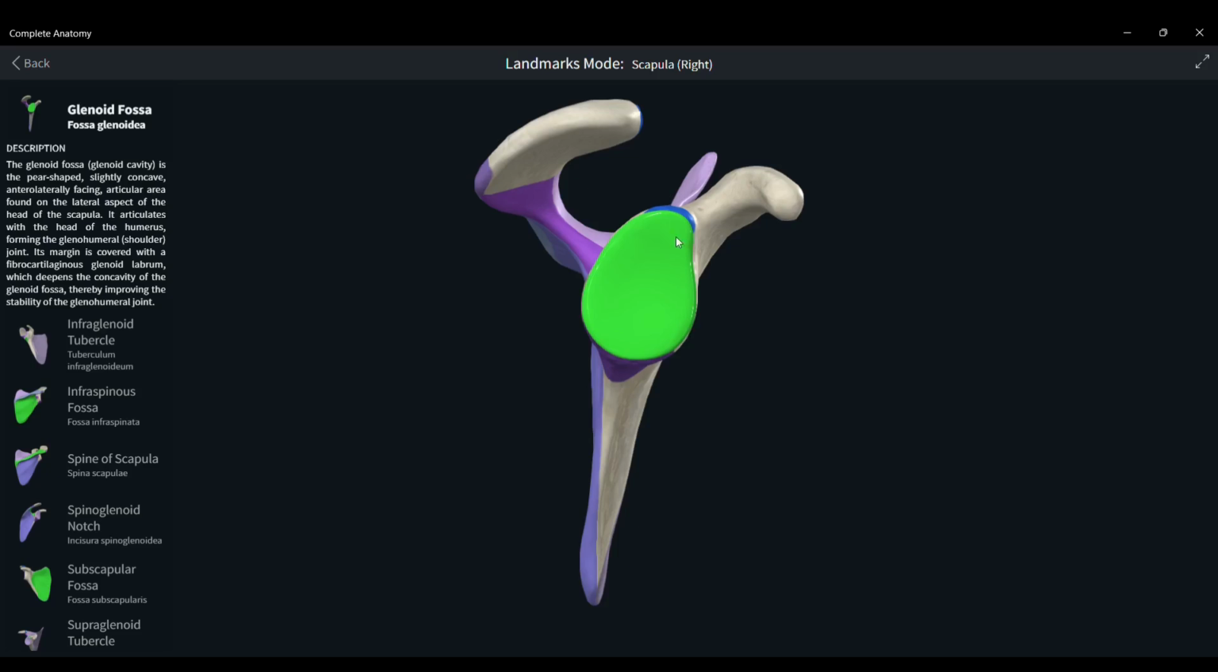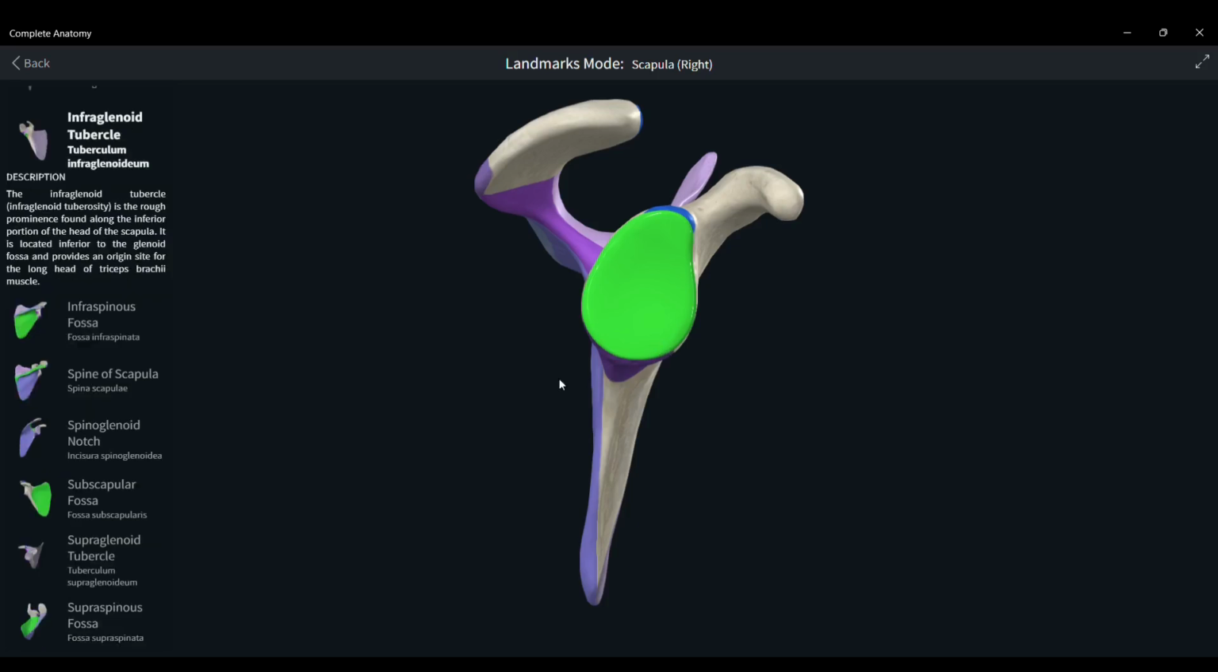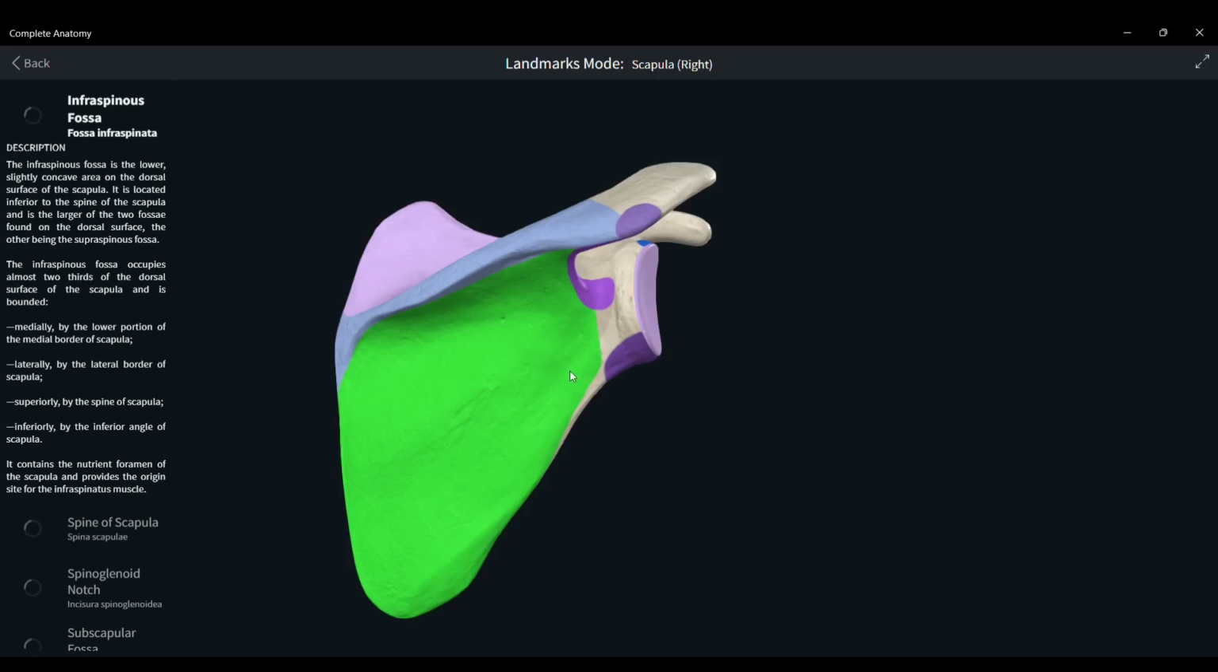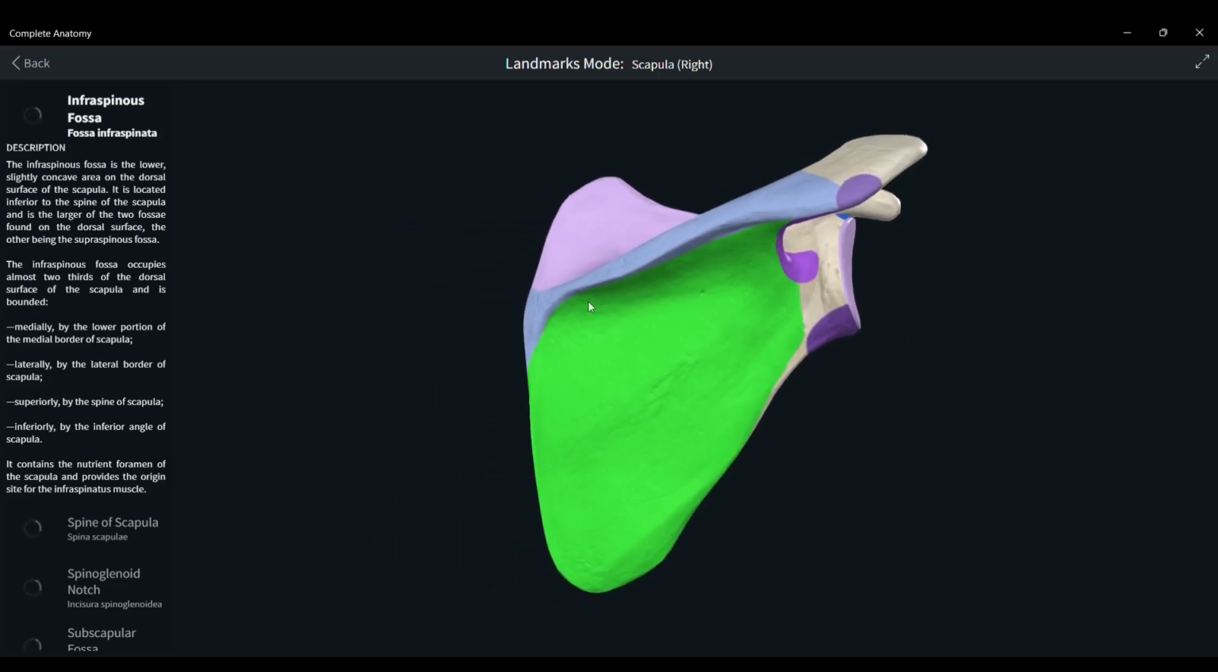The cavitas glenoidalis itself is a shallow, pear-shaped depression with a narrowing apex superiorly. Beneath the cavity lies the tuberculum infraglenoidale, the infraglenoid tubercle, from which certain muscles originate. On the posterior surface, below the spine, extends the fossa infraspinata, the infraspinous fossa.